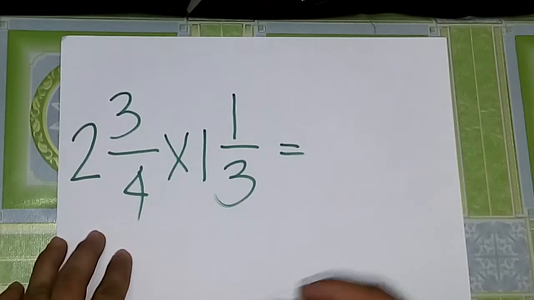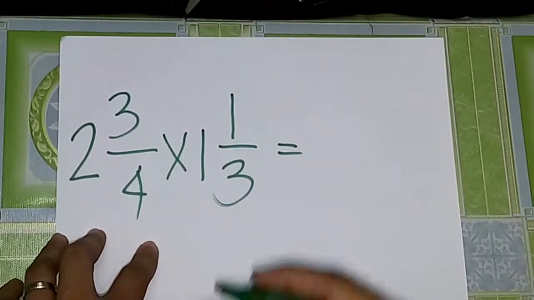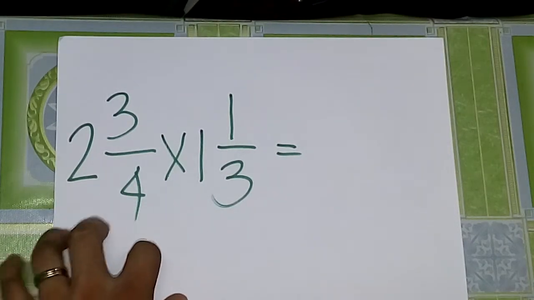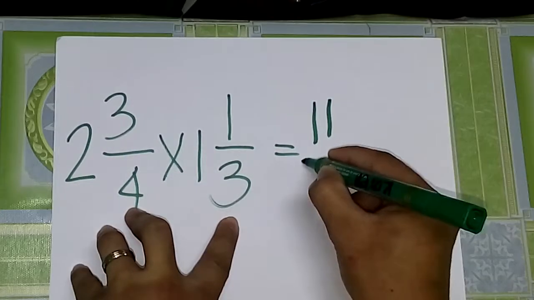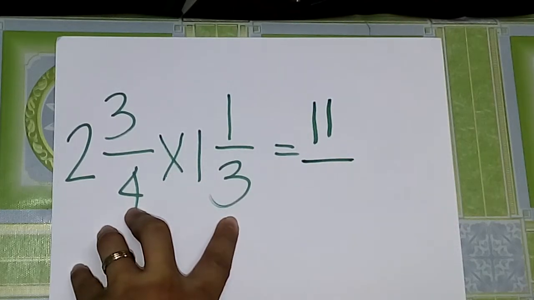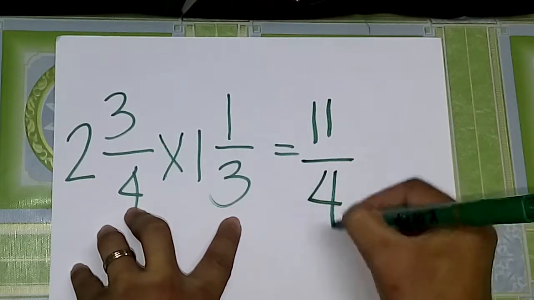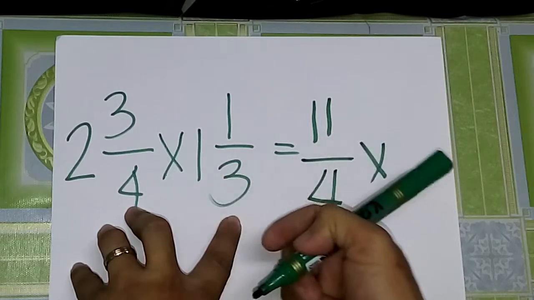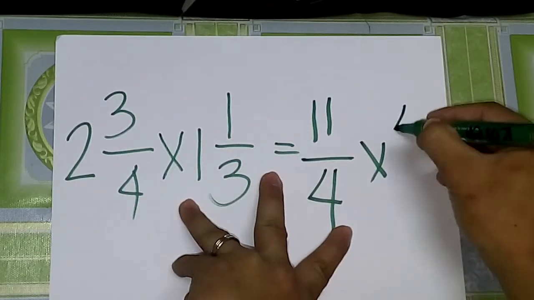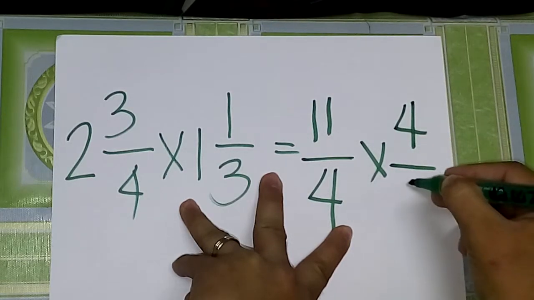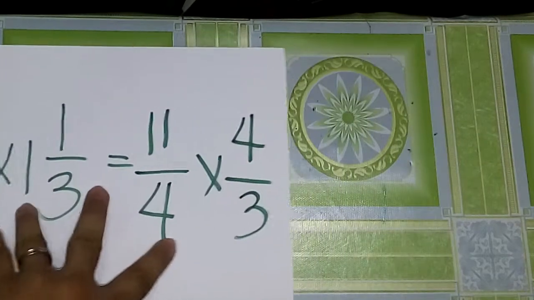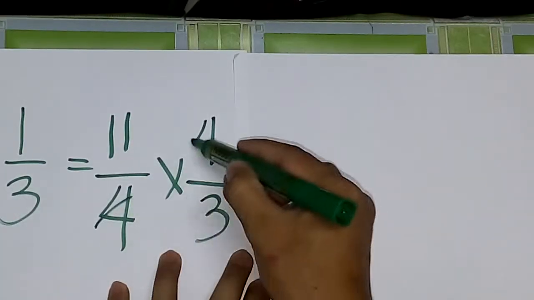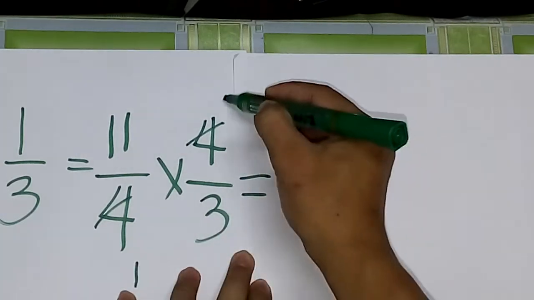Okay, so let's have 2 and 3/4. Rename that into an improper fraction. 2 times 4, 8, plus 3, it will give you 11. Copy the denominator, which is 4, times this one. 3 times 1, 3, plus 1, 4, that is 4 over 3. Okay, so let us proceed to multiplication. But we can cancel 4 and 4. It will give you 1 and 1.